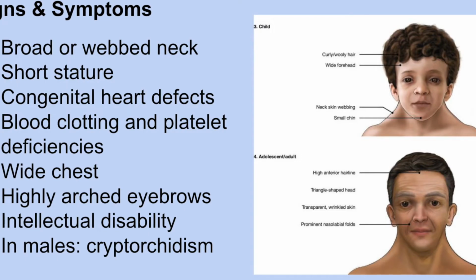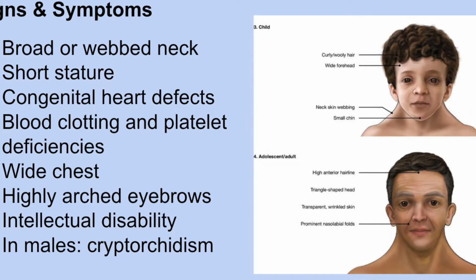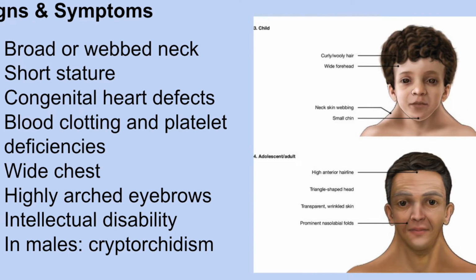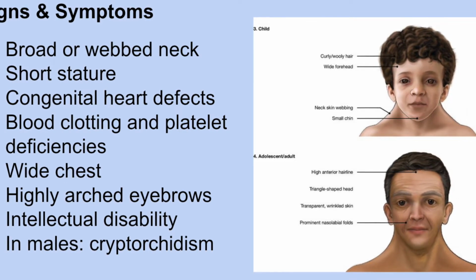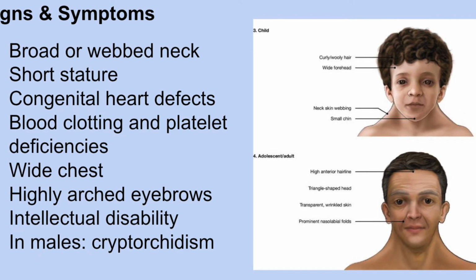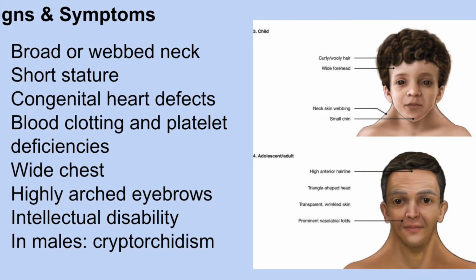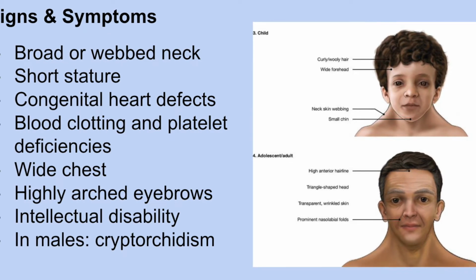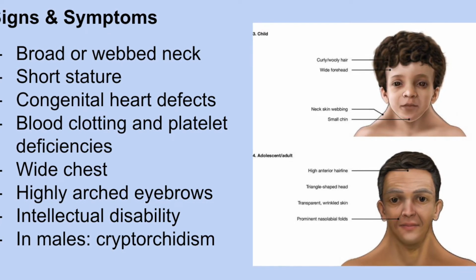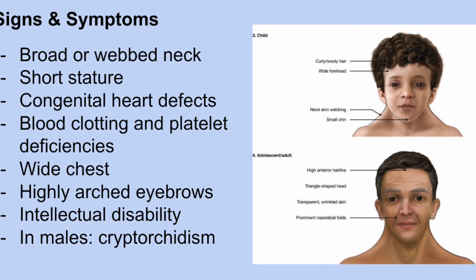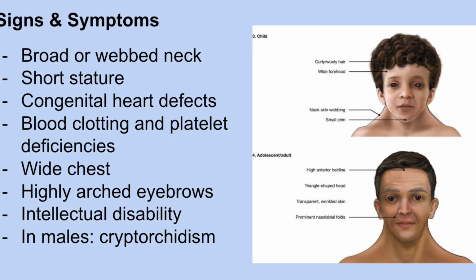Physical findings vary greatly from person to person with Noonan syndrome. Some have minor facial abnormalities, while others may have more distinctive facial features. But the majority of symptoms are a broad or webbed neck, a short stature, congenital heart defects, meaning that they're usually present at birth, and blood clotting and platelet deficiencies. That means that bleeding problems like abnormal bleeding or bruising tend to occur in these individuals.